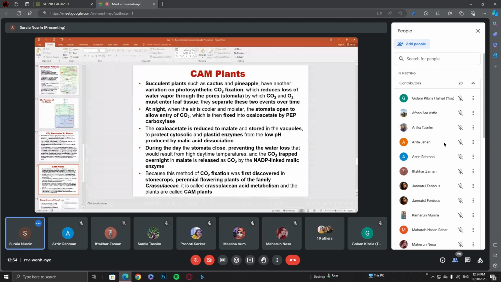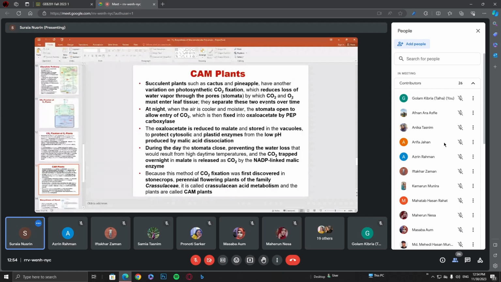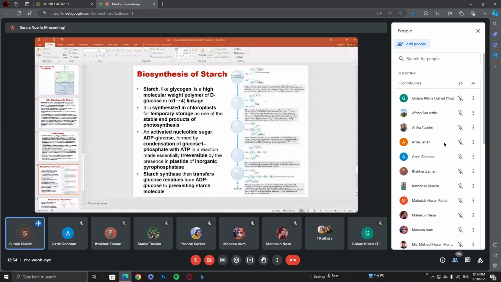Okay, so the carbon dioxide is now fixed by different groups of plants in different ways, but all the plants are actually utilizing the Calvin cycle. Now we get the triose sugar. From that triose sugar the cell now synthesizes hexose, and from hexose the disaccharides and eventually polysaccharides are synthesized. So we will learn some of them. The first one is the biosynthesis of starch.